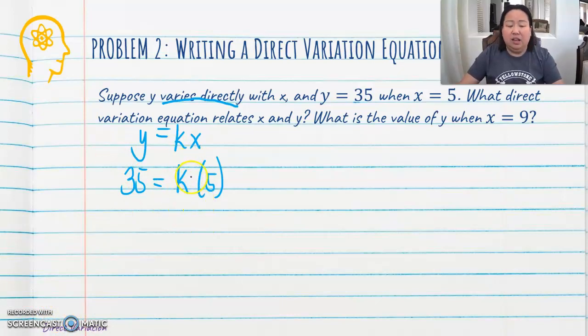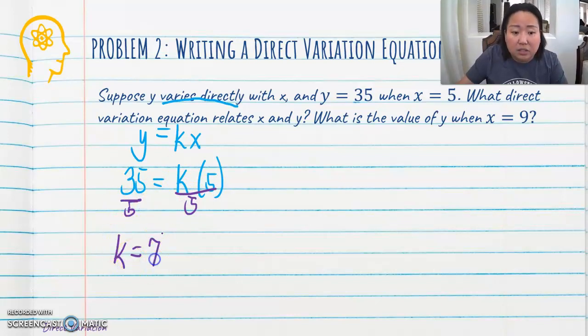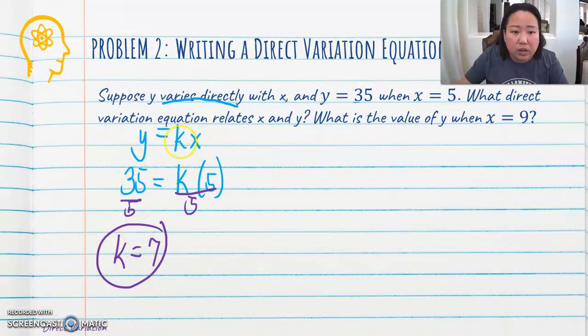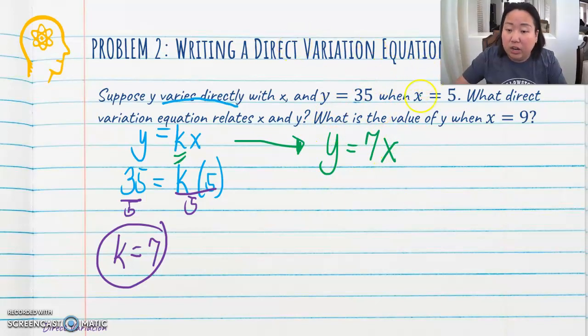From this part, can we identify what the value of k will be? Well, just imagine k is our variable, and we need to have it solved by itself. So we divide by 5, and so our k is going to be 7, all right? That's our constant of variation. So what is the actual expression? Since y varies directly with x, this k is simply going to be written as y is equal to 7x. This is the direct variation equation. Okay, so this is now our DV equation. That's the one that we are looking for.